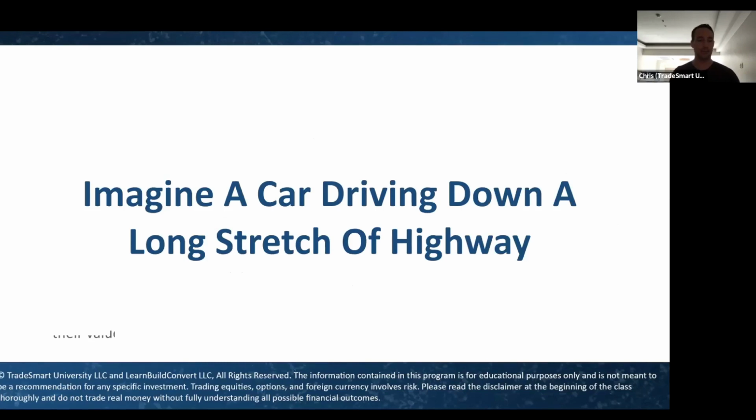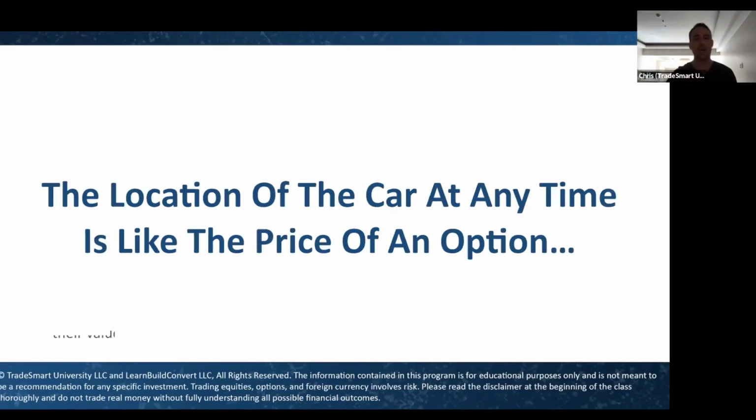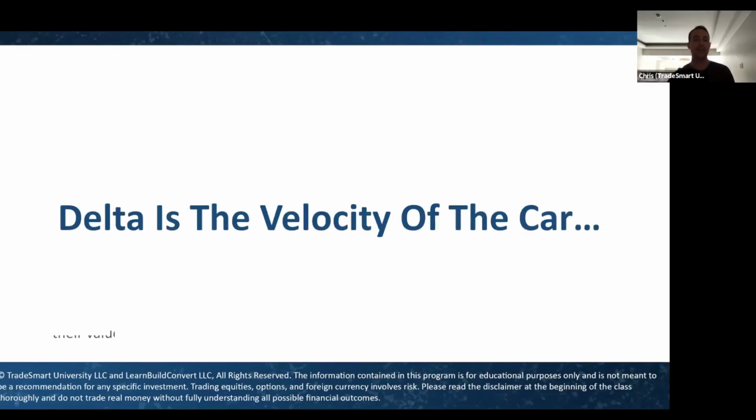Okay, so this is the analogy that I have to help you think of gamma. Imagine a car driving down a long straight stretch of highway, okay? The location of the car at any point in time is like the price of an option. So the price of an option is just the car somewhere on the road. Delta is the velocity of the car, okay? So delta is the rate of change of the car's position, or in our options example, it's how fast that option price is changing.